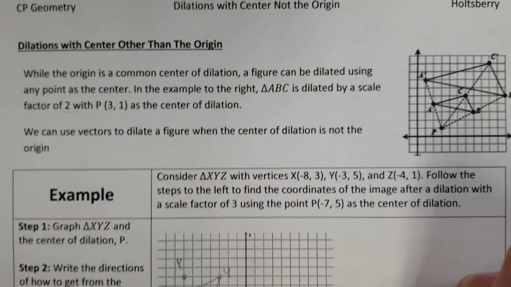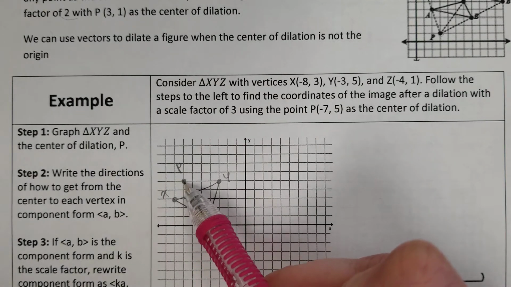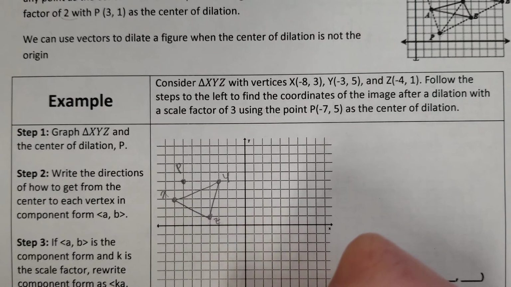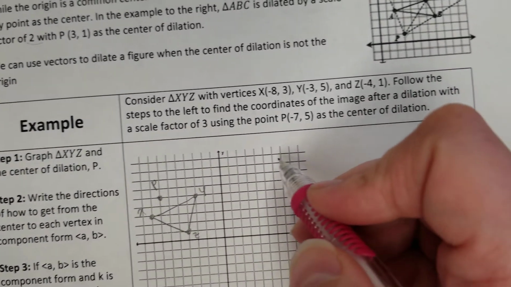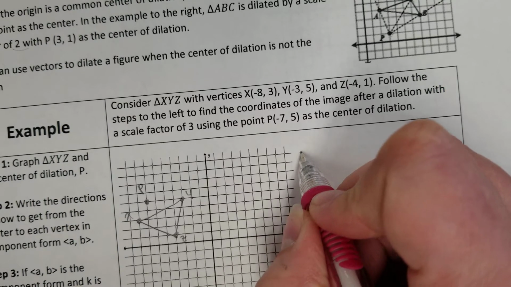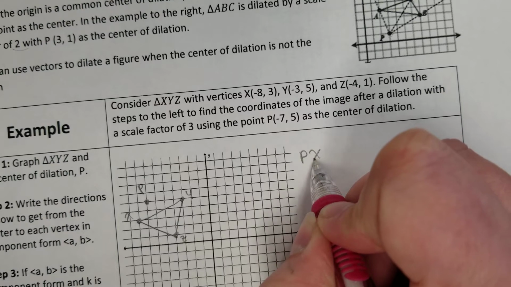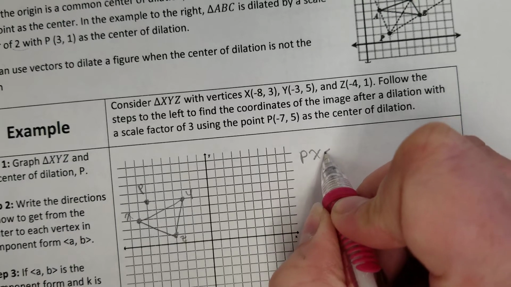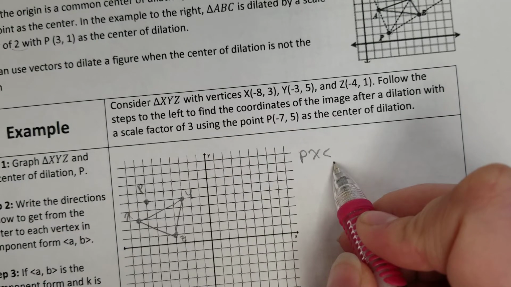All right, so once again, I've already graphed the original shape and our center of dilation of P. So what we're going to do is find the movements that we make from our center of dilation to each of the vertices. So we're going to start with going from P to X, right? And we're going to write our movements like they would be a translation, so we're going to use the arrow bracket.